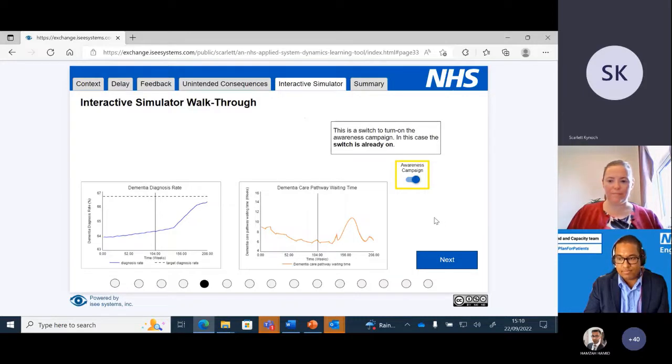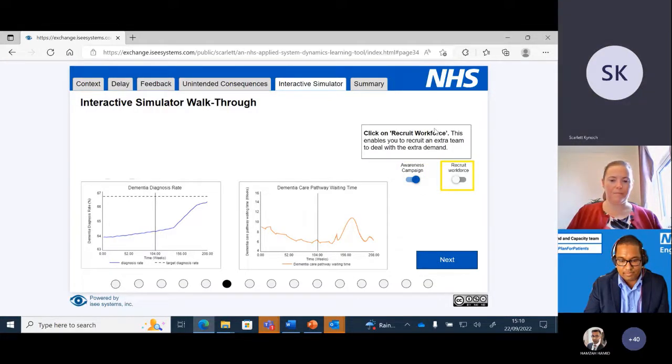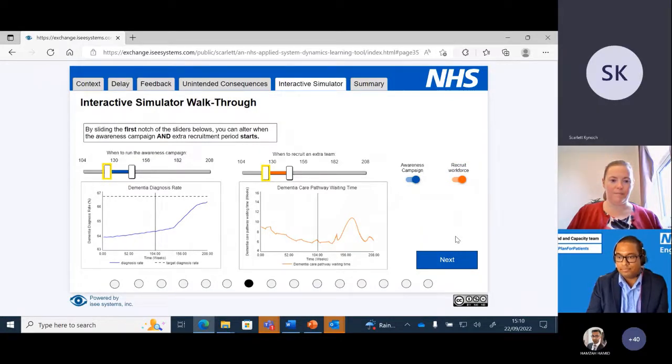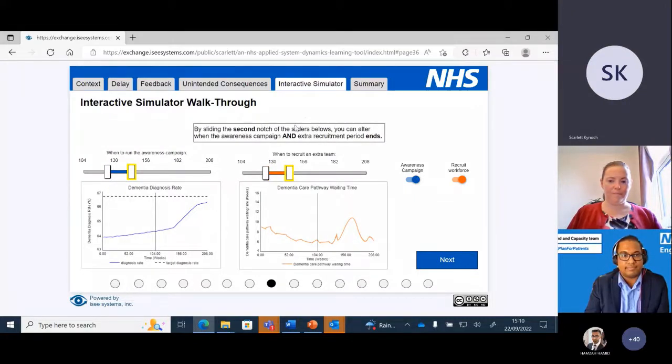There is a switch to turn on the awareness campaign, and in this case, the switch is already on. You can also click on recruiting workforce, and this enables you to recruit an extra team to deal with that extra demand. So you can click like that. As you can see, that's off and then that's on. By sliding the first notch of the sliders below, you can alter when the awareness campaign and extra recruitment period starts. And by sliding the second notch of the sliders below, you can alter when the awareness campaign and extra recruitment period ends. I'll just demonstrate here. You can move these like this, and you can alter when it happens.